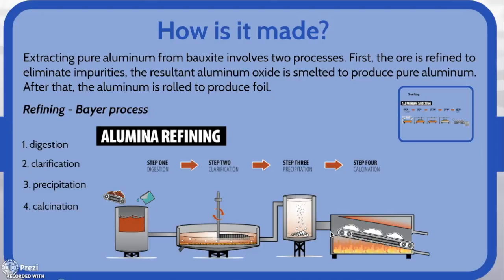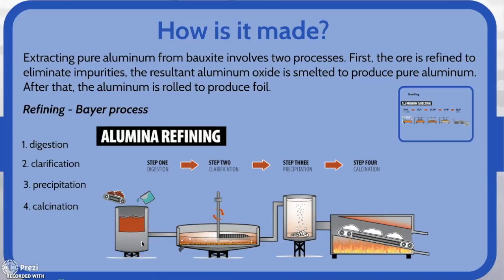So I'm gonna begin with refining, and it has four different steps. The first one, digestion: the bauxite is ground and mixed with sodium hydroxide and pumped into large pressurized tanks. In these tanks, the combination of sodium hydroxide, heat, and pressure breaks the ore down into a saturated solution of sodium aluminate and insoluble contaminants, which settle down in the bottom.